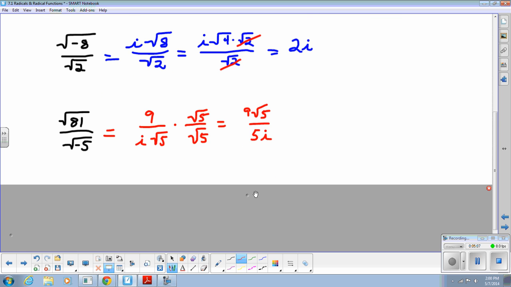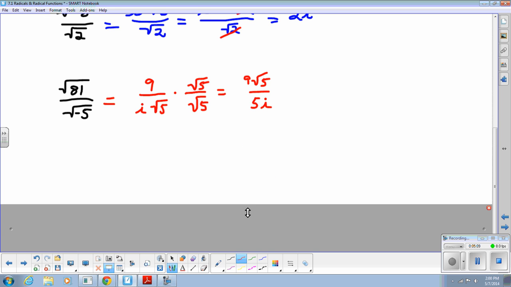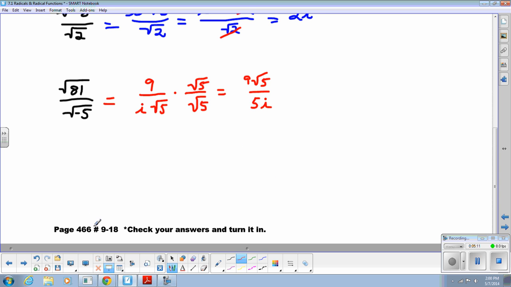Okay, so a few problems to do here. Take a look, I'll scroll this down. I want you to do page 466 and numbers 9 through 18. Please check your answers with my textbook, and notice there are even numbers here, so you should be grabbing my textbook when you correct, and then turn it in as soon as you finish. All right, let me know how I can help you with this.